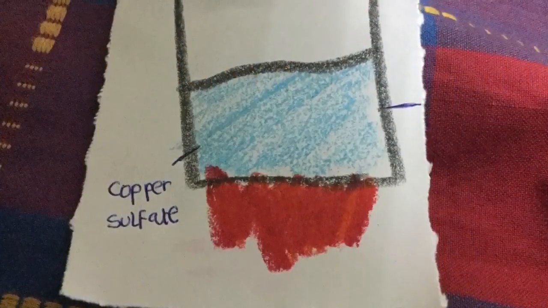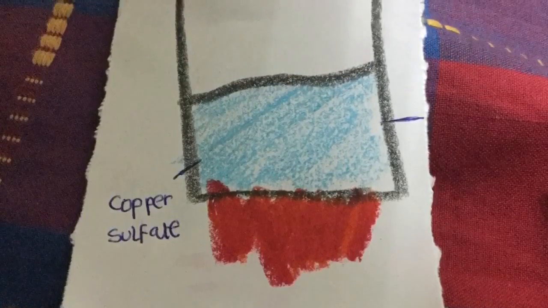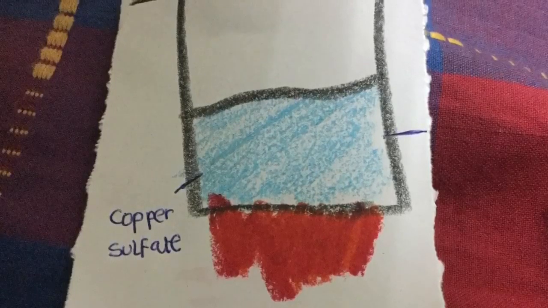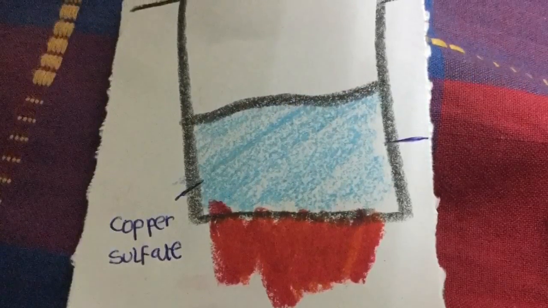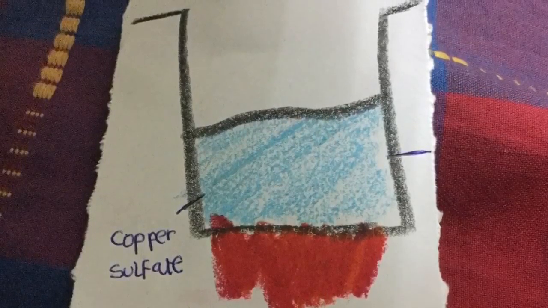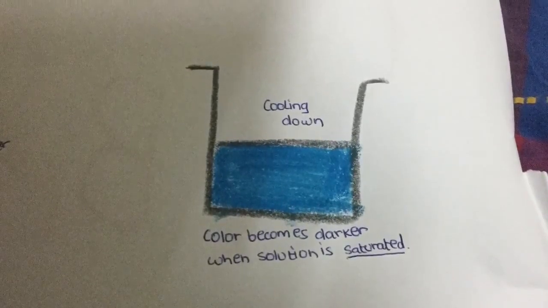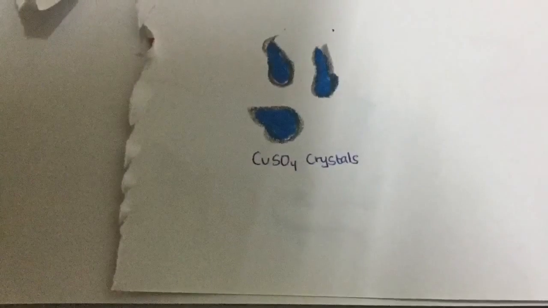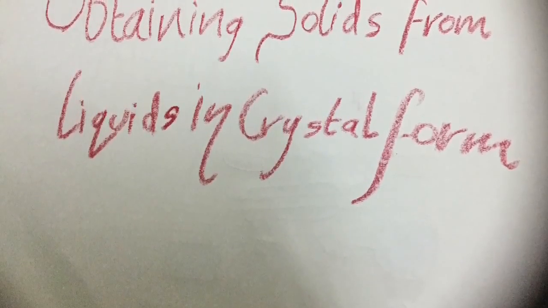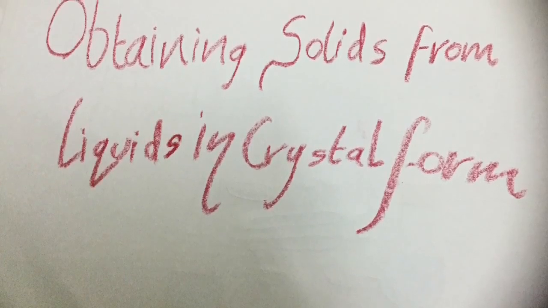In crystallization, you first heat the solution of copper sulfate and you keep adding copper sulfate to the solution till it becomes saturated. When it becomes saturated and reaches the boiling point, you stop heating the solution and let it cool down. Eventually, crystals will start to form. So basically, in crystallization, you obtain solids from solutions in the form of crystals.